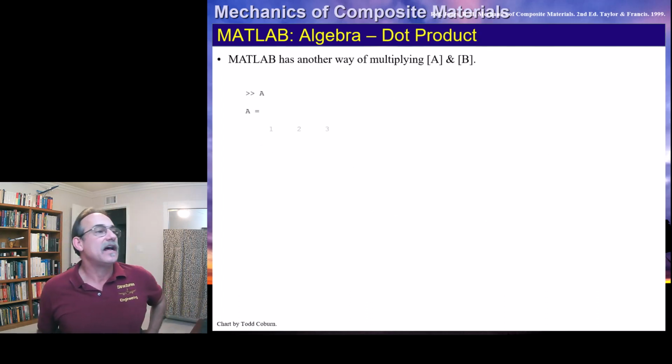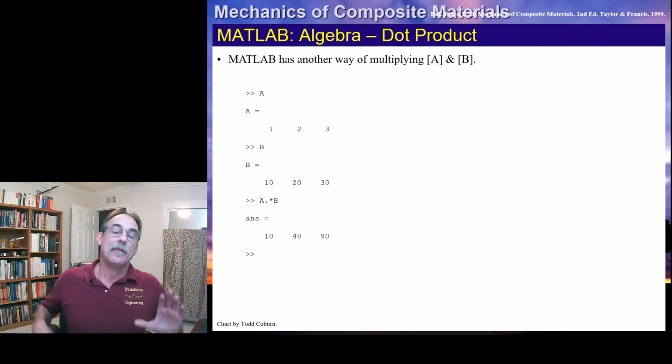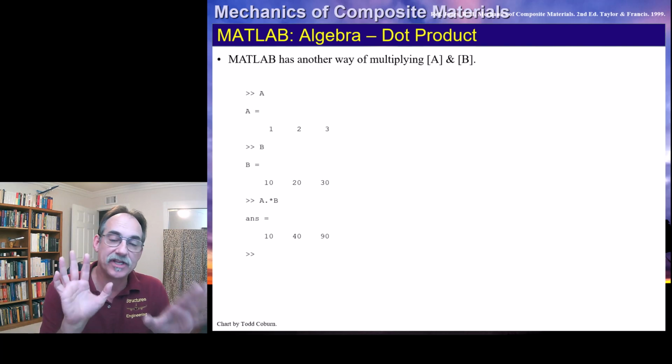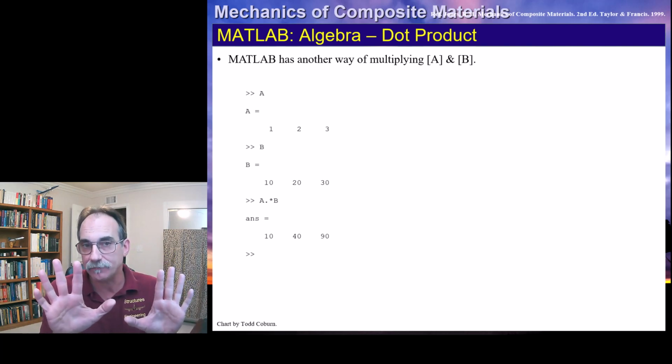Okay, so there's another way. Let's say we have A, the same matrix. We have B, the same matrix. Now before we just typed A times B. What that tells MATLAB is it's going to multiply these two matrices together using standard matrix notation.